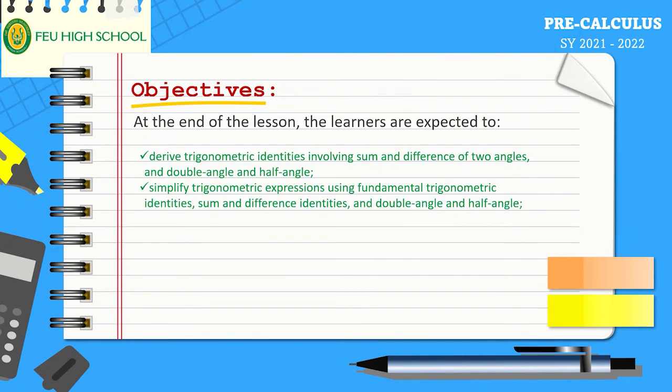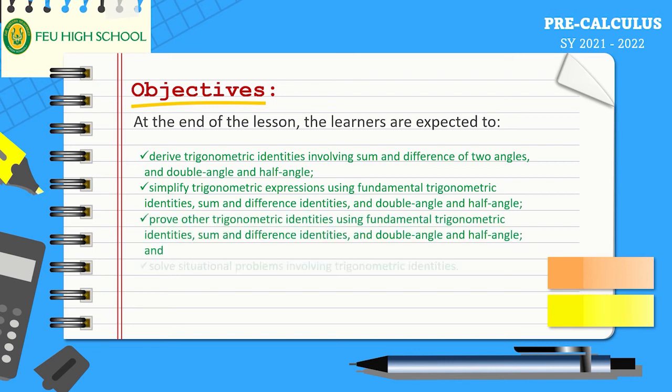Simplify trigonometric expressions using fundamental trigonometric identities, sum and difference identities, and double angle and half angle. And prove other trigonometric identities using fundamental trigonometric identities, sum and difference, and double angle and half angle. And finally, solve situational problems involving trigonometric identities.